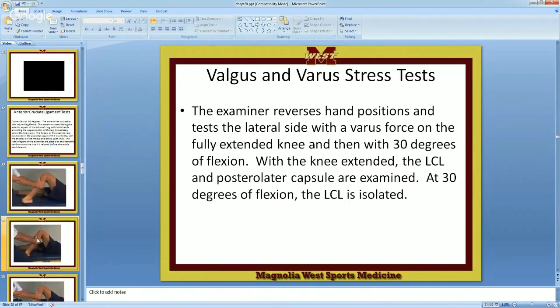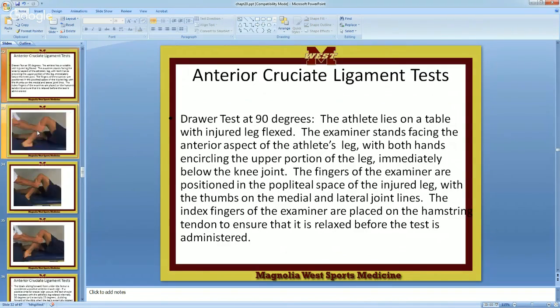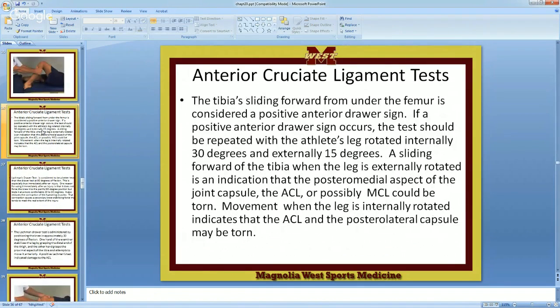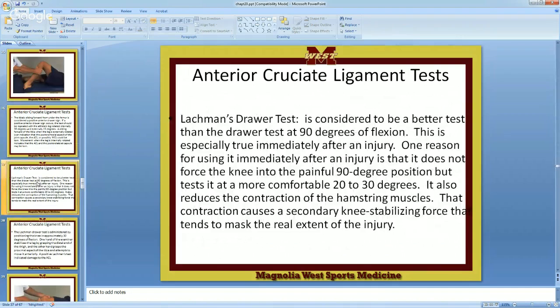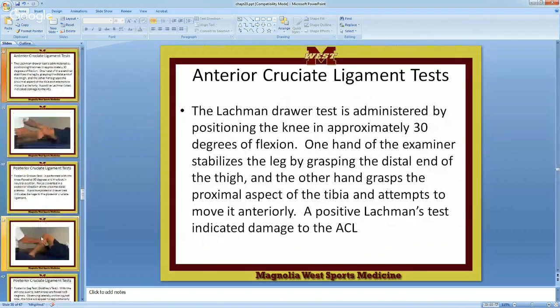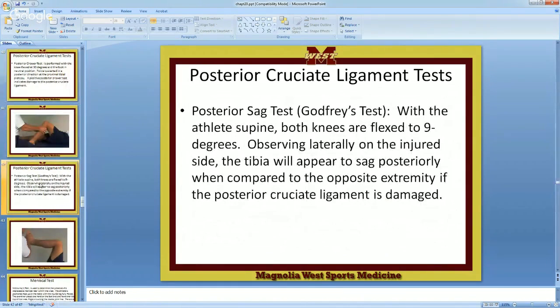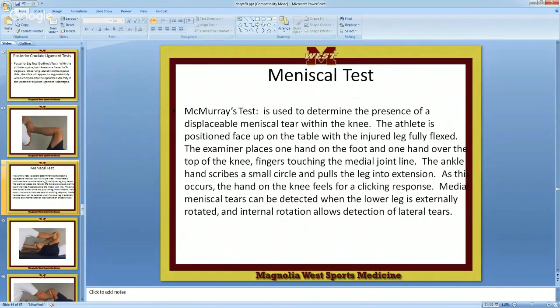You also have drawer test, anterior drawer test. You have Lachman's test. You also have the posterior drawer test. There it is on 40. You also have a posterior sag test on 42. And on 44, you have the meniscus test, which is McMurray's test. That is a listing question. You'll need to know and be able to write 4 of them.